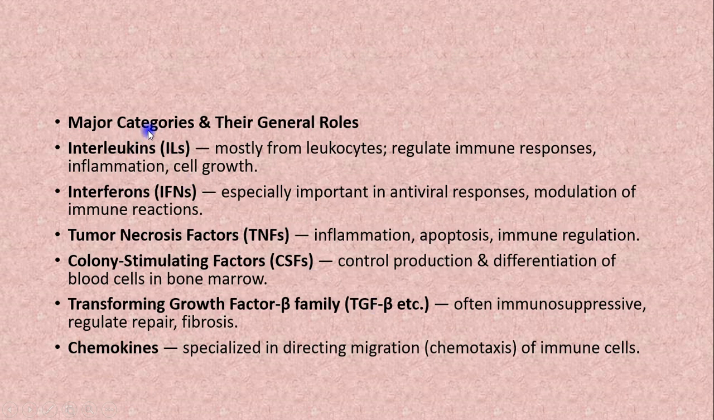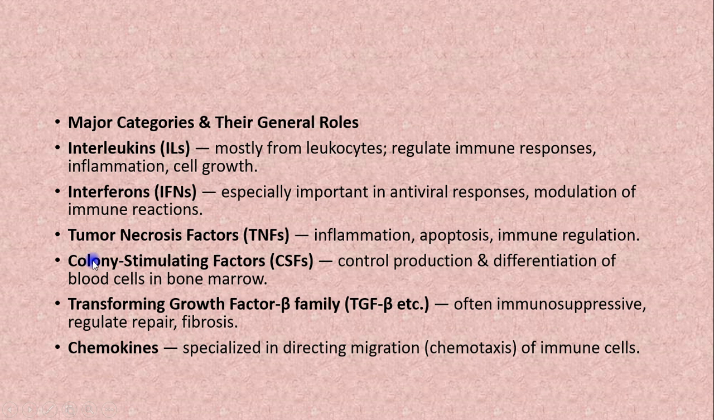What are the major categories of cytokines and their general roles? We have interleukins, which are mostly from leukocytes. They regulate immune responses, inflammation, and cell growth. We have interferons. They are especially important in antiviral responses, modulation of immune reactions. We have tumor necrosis factor, which carries out the role of inflammation, apoptosis, and immune regulation.